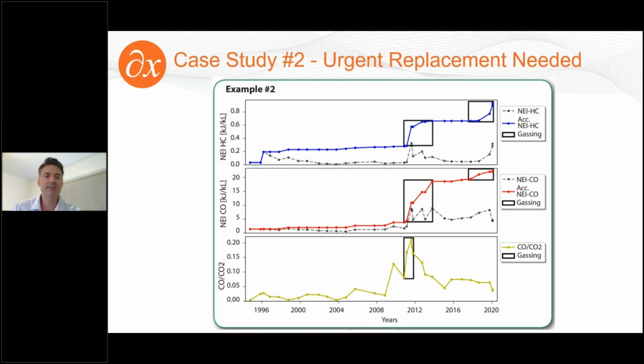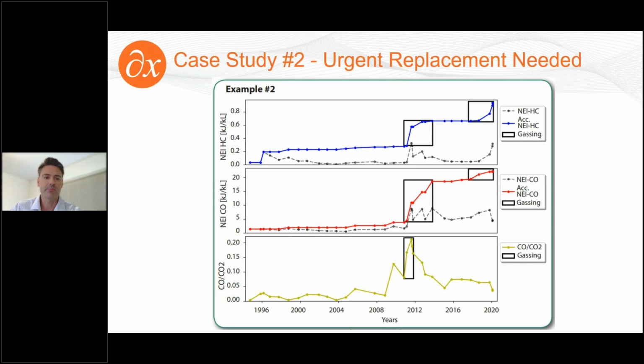So our second case study here is an urgent replacement, not actually failed yet. Looking at the fault energy, we see the following. As seen in the boxes of the first two graphs, the top graph and the middle graph, the gassing events started in 2012, and it was actually a T2 hotspot, impacting both the paper insulation and the oil.